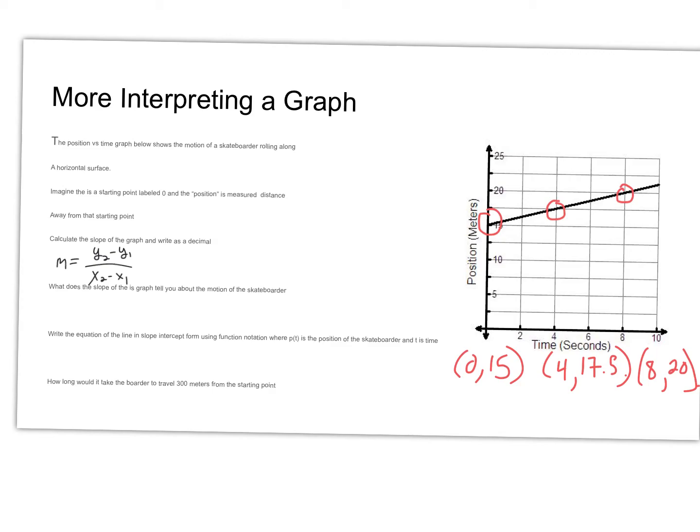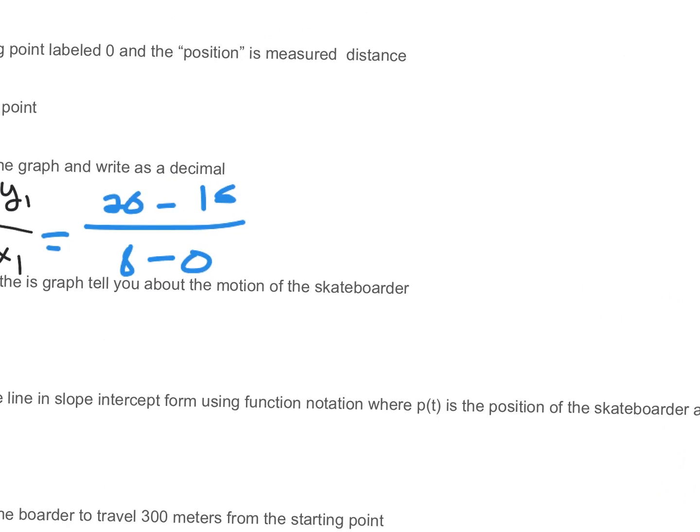So, looking at these points, I would do these two. These look to be the nicest. So x1, y1, x2, y2. We're just going to fill into our formula over here. So y2, 20, minus y1 of 15, over x2, which is 8, minus x1 of 0. So 20 minus 15 is 5. 8 minus 0 is 8. So our slope is 5/8.